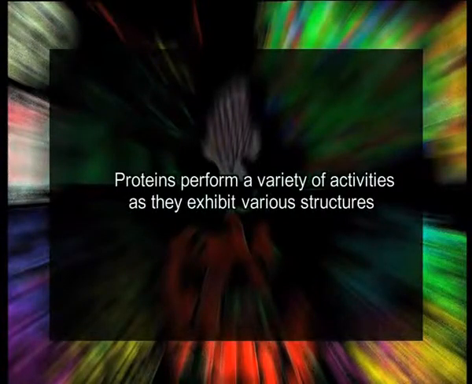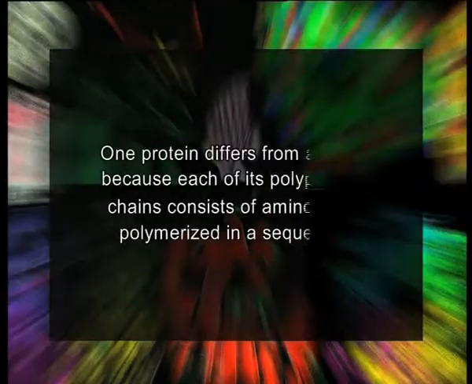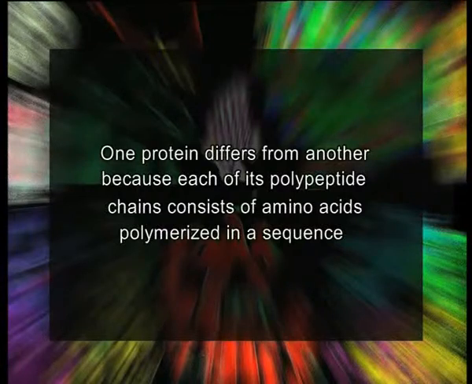of structures. Each protein, however, has a unique and highly ordered structure that enables it to carry out a particular function. The fundamental principle of protein chemistry is that one protein differs from another because each of its polypeptide chains consists of amino acids polymerized in a particular sequence.